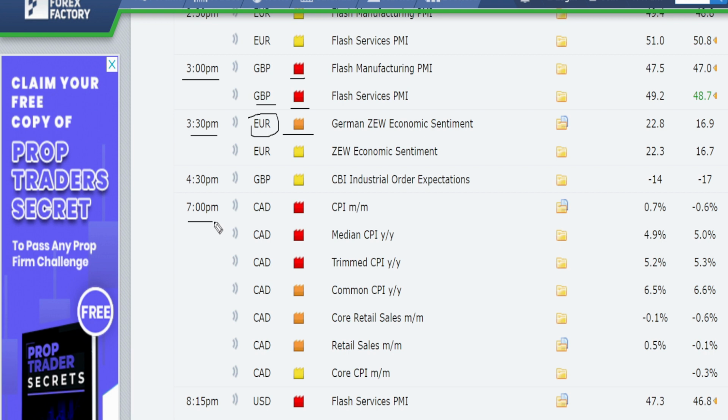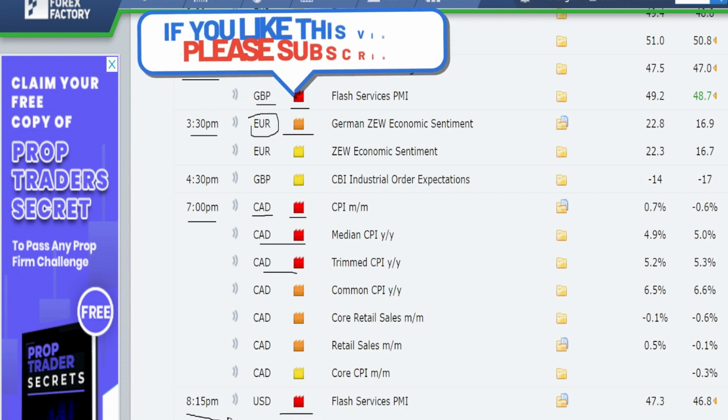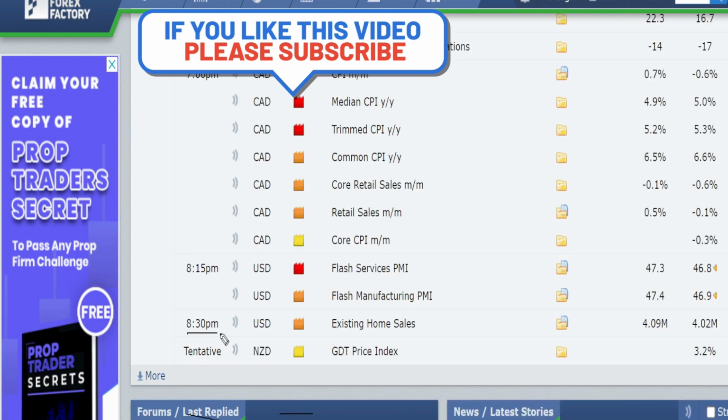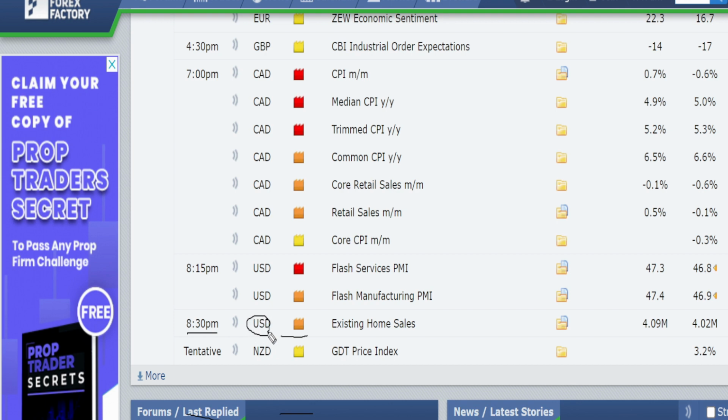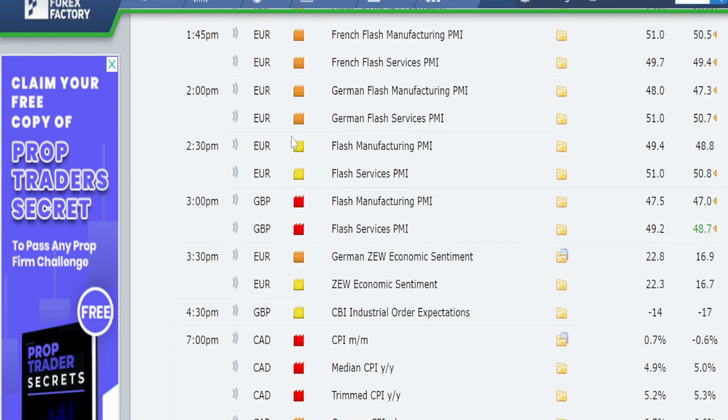And from 7 p.m. we have high impact news plan for Canadian dollar related currency pairs. And at 8:15 p.m. we have high impact news plan for US dollar related currency pairs. At 8:30 p.m. we have again medium impact news plan for US dollar related currency pairs. So we have lots of high impact news and medium impact news in many of the major currency pairs. So we can expect high volatility in most of the major currency pairs today.